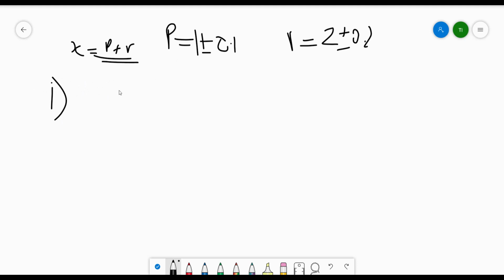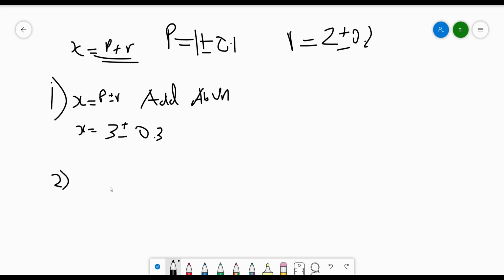The first way is when you have to add. Let's say the formula is P plus R and you have to add or subtract. What you do is you have to add the absolute uncertainties. Add AB. So for example, over here it's P plus R. So to add, you would have P plus R, which is 1 plus 2, which is 3, plus or minus adding the absolute uncertainties. So 0.2 plus 0.1, which is 0.3.